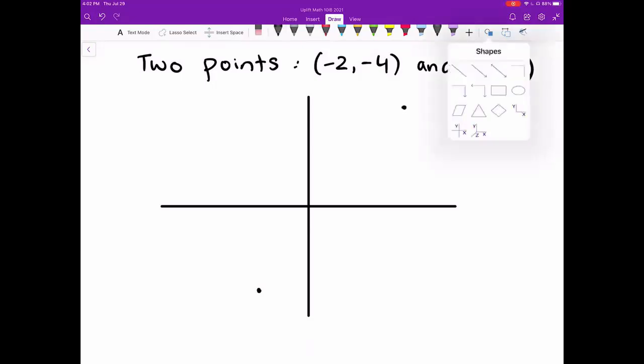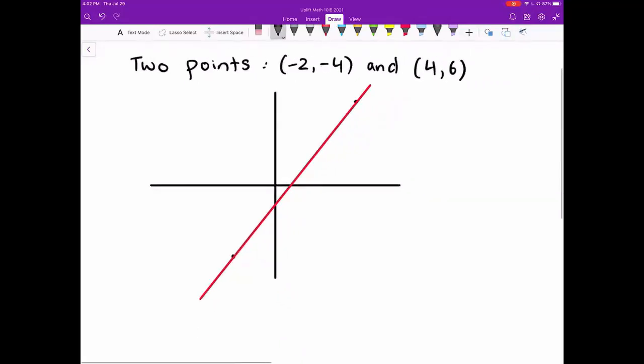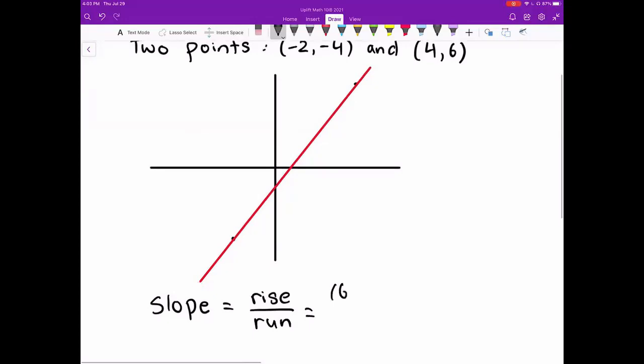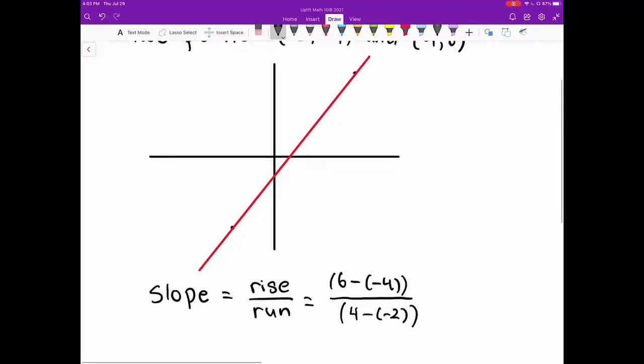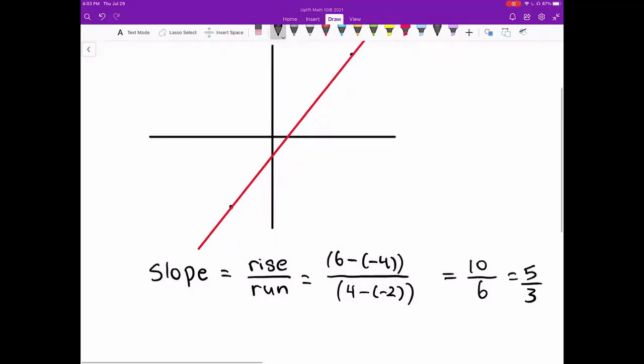So what we're gonna do first is find the slope. And remember, it's rise over run, so it's the y over the x. We can pick the rightmost point, so we pick 6 minus -4. And for the bottom, we have 4 minus -2, because the rise is the difference between the y and the run is the difference between the x. When we simplify this, we get 10 over 6, and we could simplify it even more, 5 over 3.